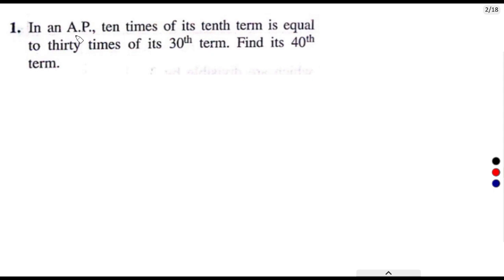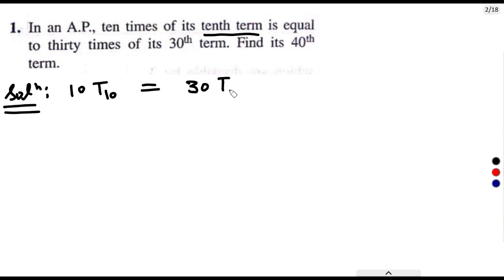Question number 1. In an AP, 10 times of its 10th term is equal to 30 times of its 30th term. So we write the given condition in mathematical form. 10th term means T10, its 10 times is equal to the 30 times of its 30th term. This condition is given in the question and we have to find 40th term using this condition. Let's solve this.